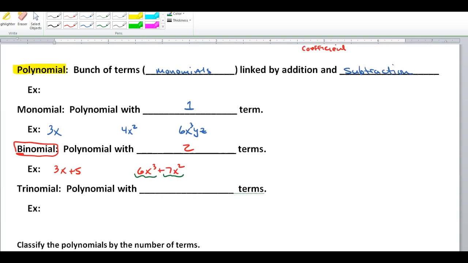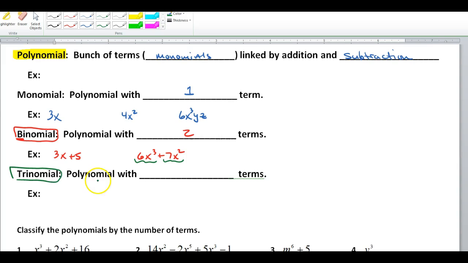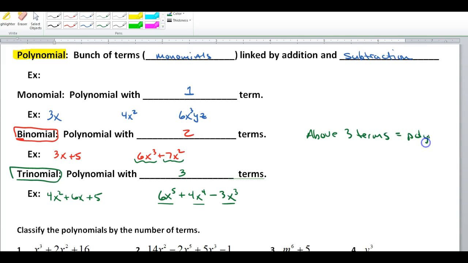Then, a trinomial. When you think about the prefix tri, what comes to mind? 3. So a trinomial is a polynomial with three terms. An example of this is 4x squared plus 6x plus 5. Notice there are no like terms that can be combined, so you keep it as a polynomial with three terms. 6x to the fifth plus 4x to the fourth minus 3x to the third is also a trinomial. I have 1, 2, 3 terms linked by addition or subtraction. Anything above 3 terms, we just call a polynomial, because in Algebra 1 we really don't go far beyond 3 terms.